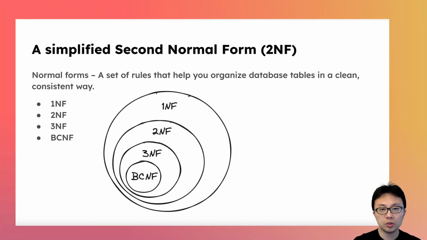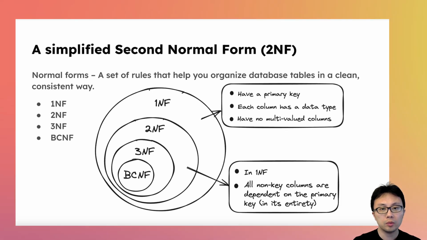The normal forms build on each other with increasingly strict requirements. They form a nested containment relationship. To achieve any normal form, you must first satisfy all the lower levels. For example, for a table to satisfy the requirement of the second normal form, it has to satisfy all the requirements of the first normal form in the first place.